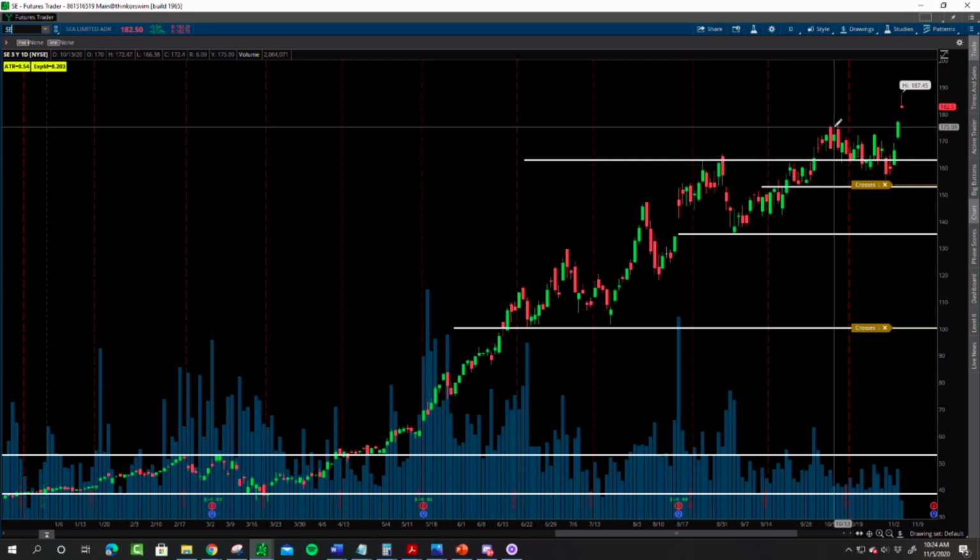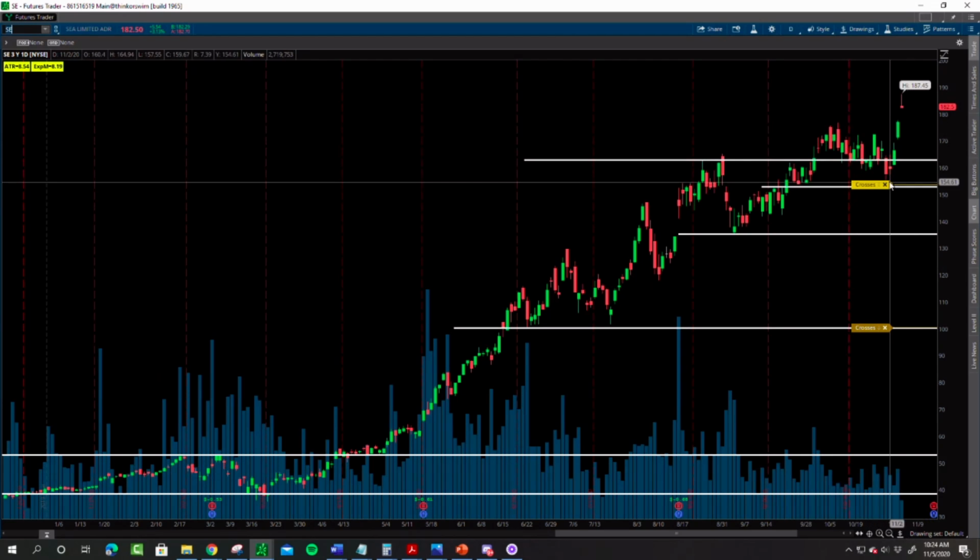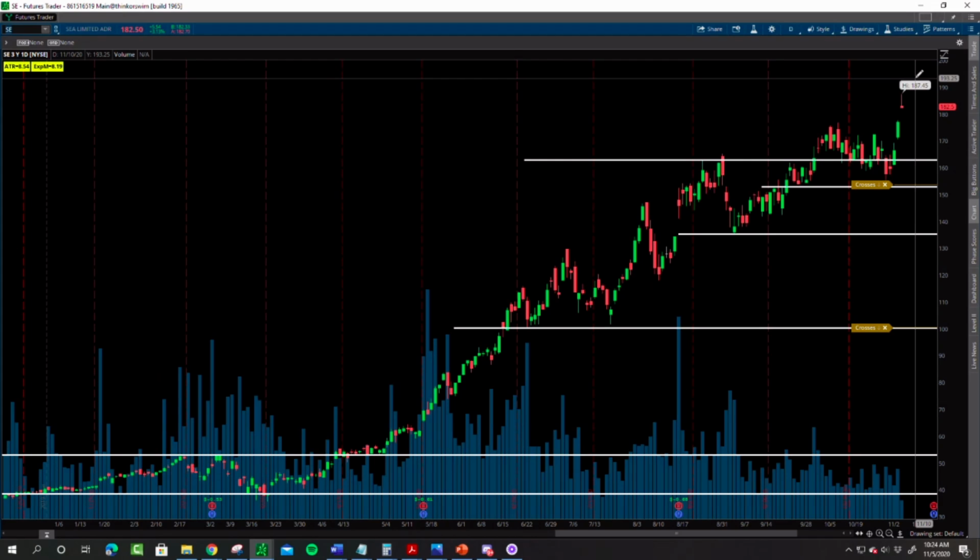We get our breakout. It slowly slides back, but it doesn't break down. It doesn't make a new low. And then we get our explosive move higher. These are the patterns that we're looking for. First target, 195.